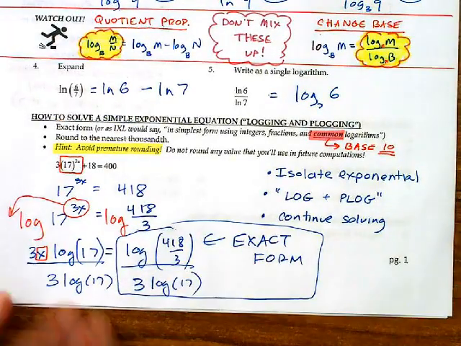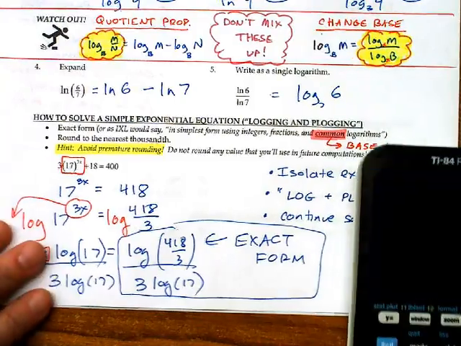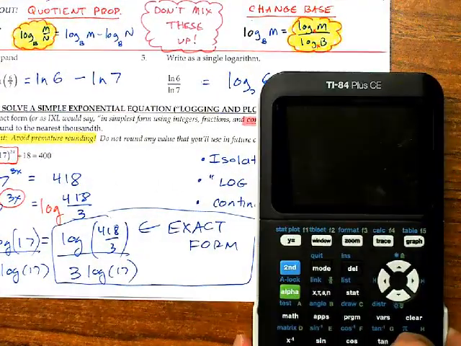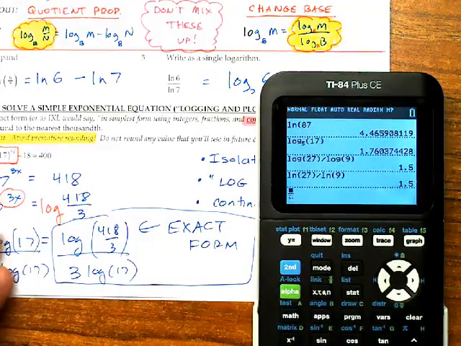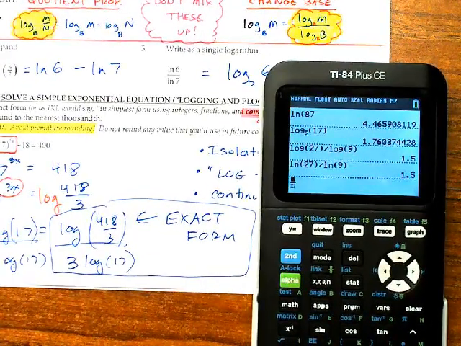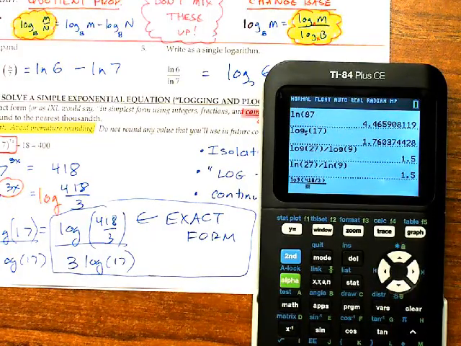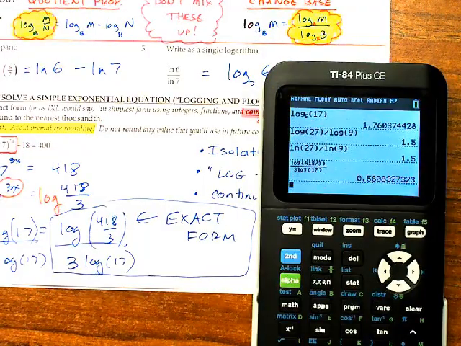And if we did require some kind of decimal approximation, I would just have to type this in very carefully. I am going to use the fraction capability in this calculator. If you don't have that, you'll have to divide carefully with parentheses. So we're going to have to log 418 divided by 3 in the log and divide that by 3 times log 17. So for a decimal approximation, I'd get 0.5808.